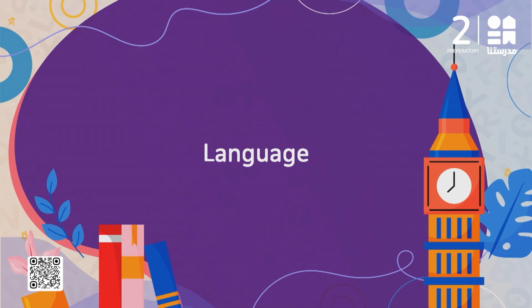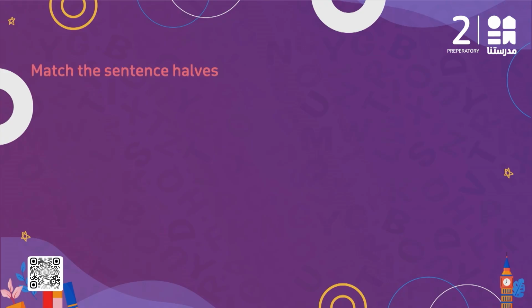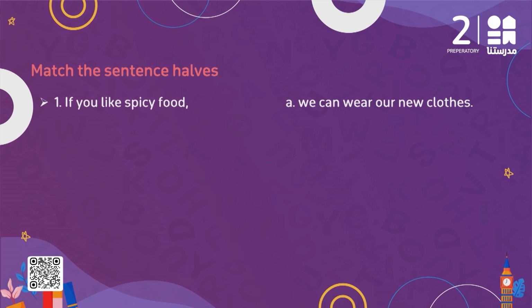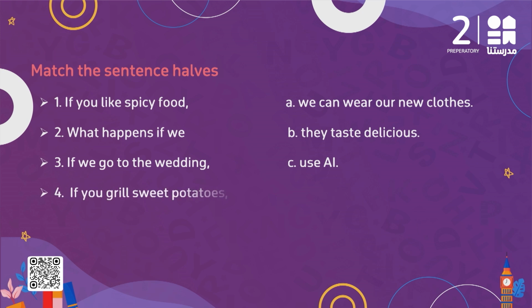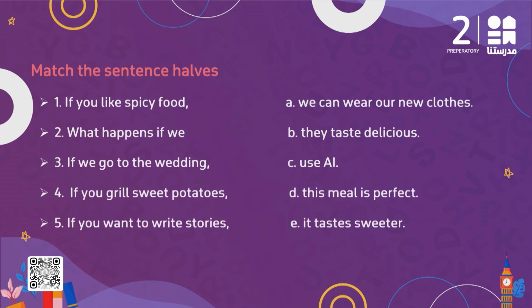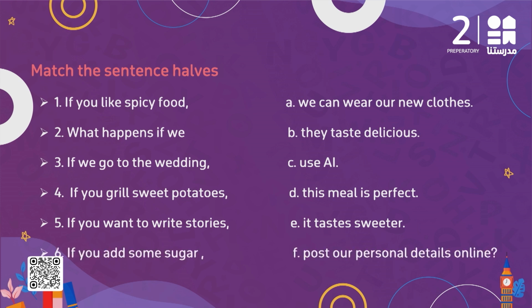Now, moving to the language part, the grammar part. Match the sentence halves. If you like spicy food, what happens if we go to the wedding, if you grill sweet potato, if you want to write stories, if you add sugar? Now we have A to F. A, we can wear our new clothes. B, they taste delicious. C, use AI. D, this meal is perfect. E, it tastes sweeter. F, post our personal details online.